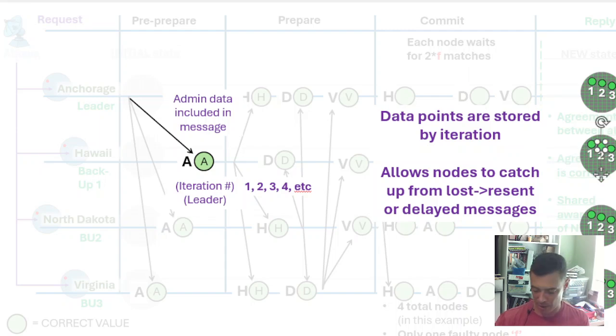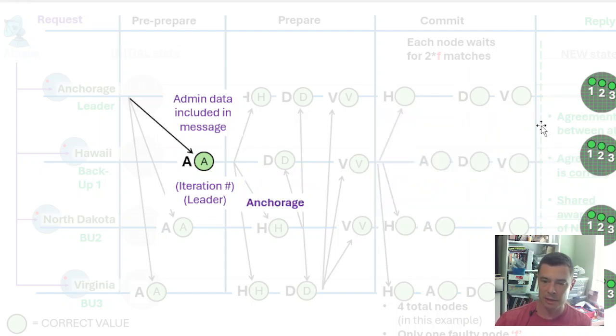So say that Hawaii, for whatever reason, missed one of the messages in the second iteration, or the message came in late or got resent. It's easy for Hawaii to get this message and then repopulate it. So the fault tolerant protocols build that in. It's easy to have that built-in ability.